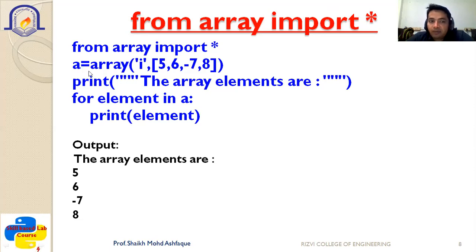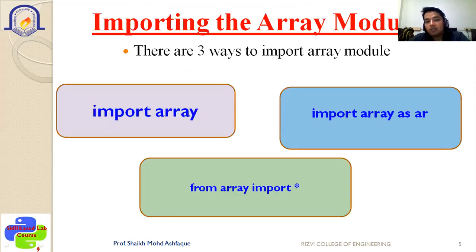From array import star, then the array will be created: I, 5, 6, minus 7, and 8, and then a will be treated as your array. Finally we display the elements inside the array, so you can see the output. So these are the three different ways by which you can create your own array. Basically, here we are importing the array module, import array.